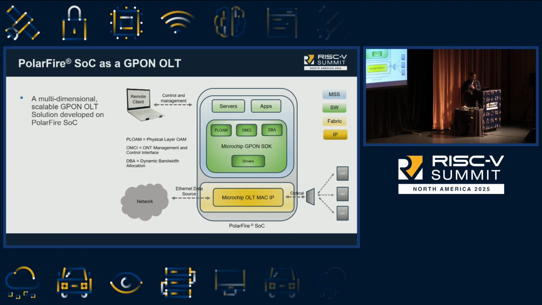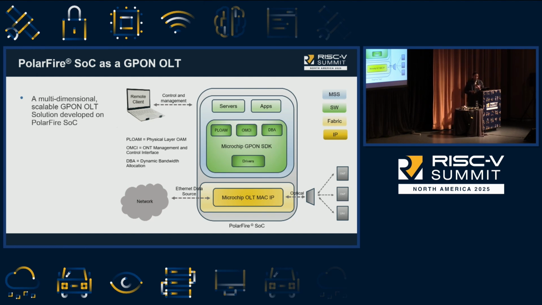So just going over the diagram, you can see that at the bottommost part, we have the OLT MAC IP, which is part of the fabric that you saw in the previous slide. The upper blue portion is the MSS, which contains the RISC-V cores, and the green areas are the software running on the RISC-V.